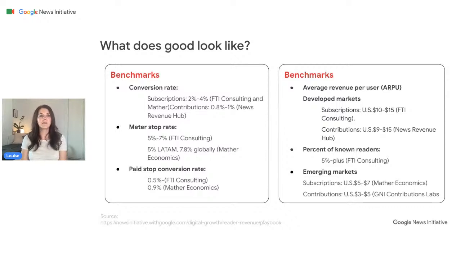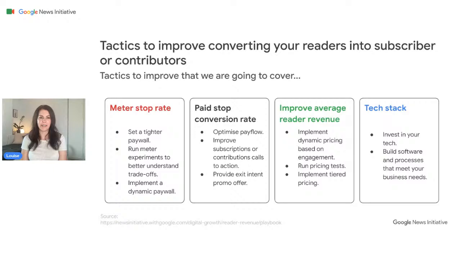So let's just talk a little bit more about the meter stop rate, because it's a really interesting topic. This metric indicates the percentage of unique users who hit your subscription paywall. And this metric is only relevant to news organizations with that subscription model. While we've noted a target benchmark of 7.6, that was for Mather Economics on the last slide, publishers with a hard paywall or a significant amount of premium content will likely see significantly higher meter stop rates.